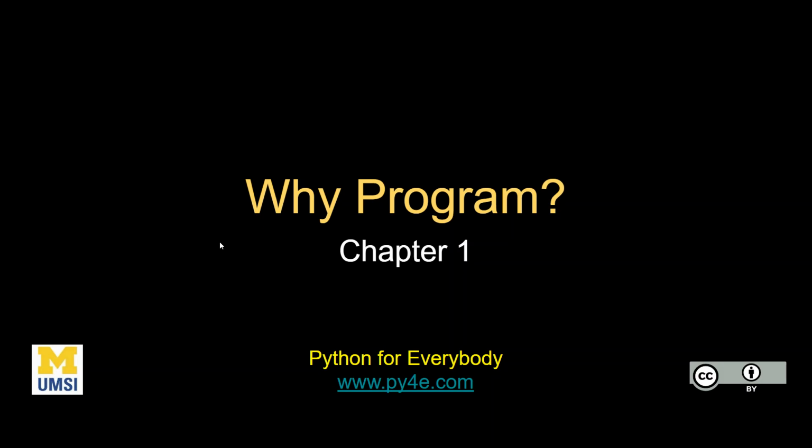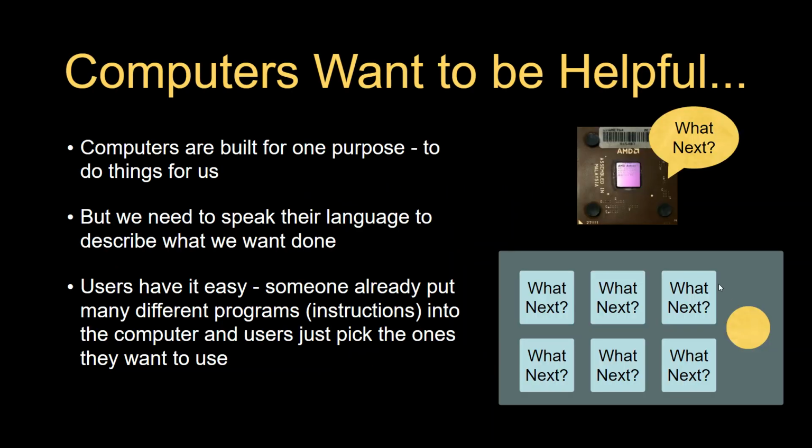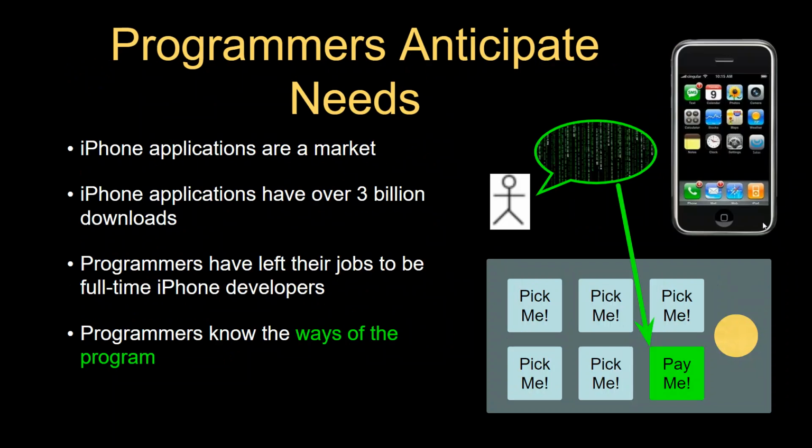All right. So what we did was we went to understand, under chapter one, why Python, why program. We started by understanding what a computer is all about, how a computer can be helpful. And then we understood what a user is. We understand that the computer is expecting us to do what? To put in information. It is asking us what is next.